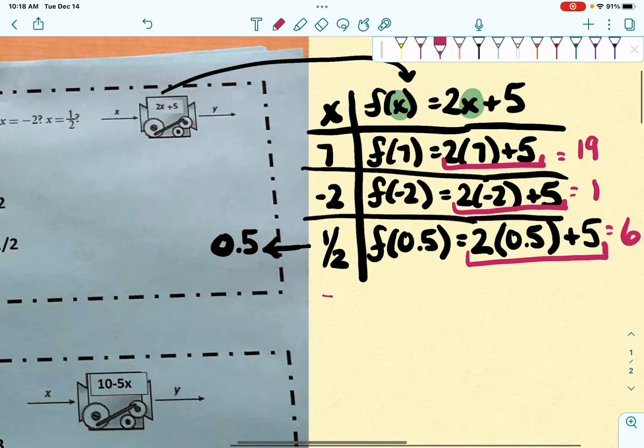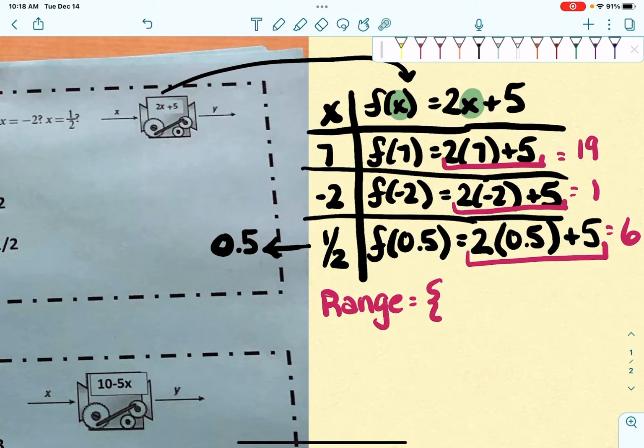Now, to write your answer, remember, you're going to do range equals, set up your set notation, and then you have to put those in order from smallest to biggest. So 1, 6, and 19.